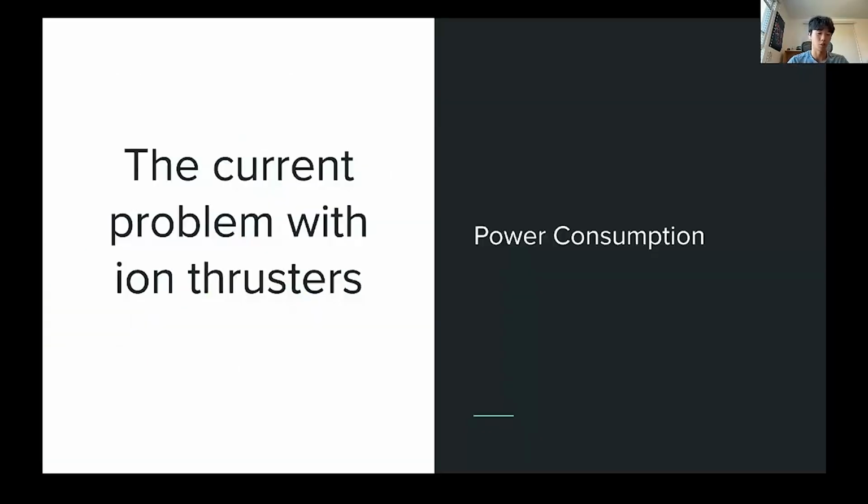So what's the current problem with ion thrusters? One big issue is that they use a lot of electricity to run, and they produce extremely low amounts of thrust, on the order of hundreds of millinewtons, in comparison to something like Raptor, which has millions of newtons of thrust. Hall effect thrusters produce around 750 millinewtons per kilowatt of power. So they're very expensive to run, and they generate very low amounts of thrust.